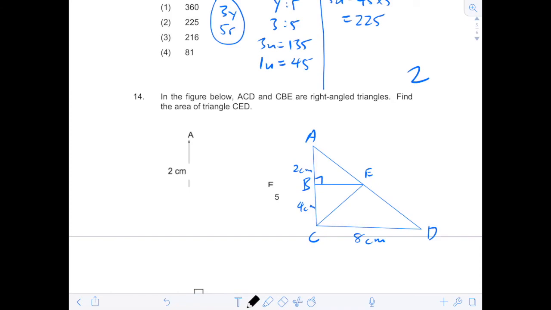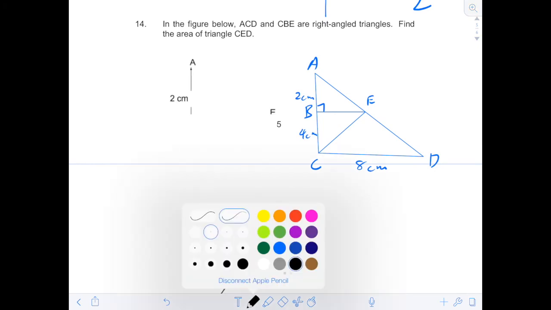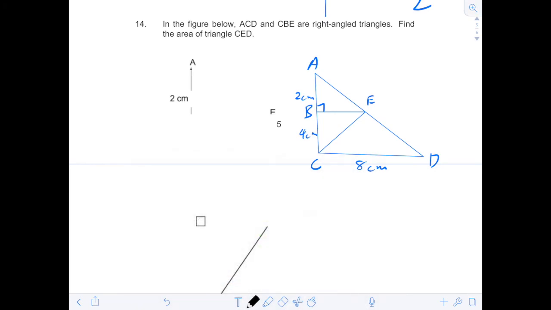Alright, moving on to question 14. Before we start, we got to have a clear understanding of some of the properties of triangles. Okay, so for this case, if you read the question, ACD and CB are right angles. Find the area of triangle CED. So we still have one piece of information that we did not fill in, which is actually this extra right angle here.